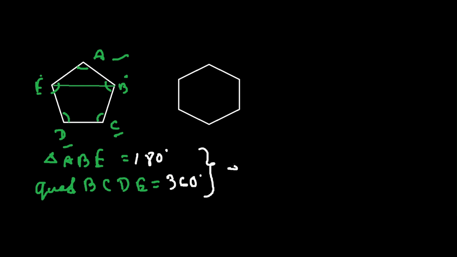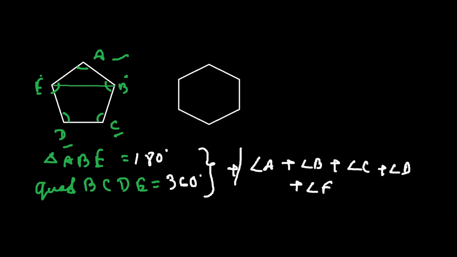We will simply add these two up and we will be getting angle A plus angle B, this is not the addition symbol in here, angle D plus angle E. It will be 180 degree plus 360 degree, that is 540 degree, if I have done the calculations correctly.